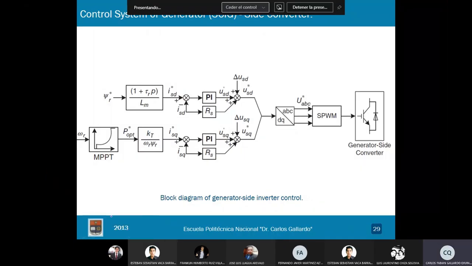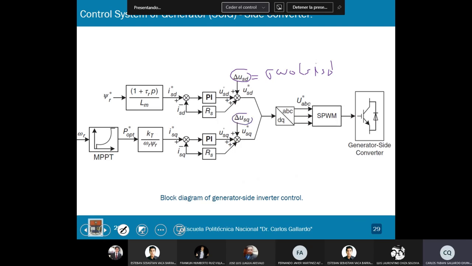Okay, so I will have here this voltage is equal to the leakage coefficient times the speed times the stator inductance times the stator current on the D axis. This is my first term. This is the decoupled control of the active and reactive power.